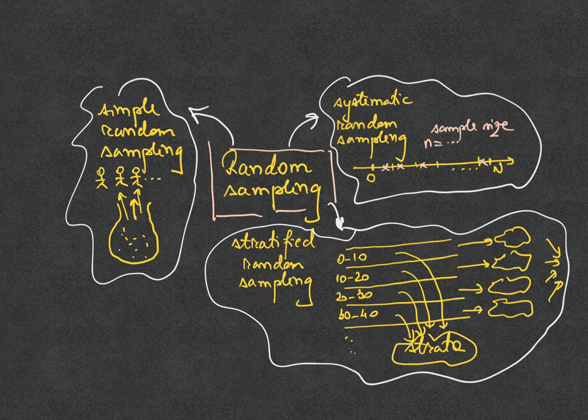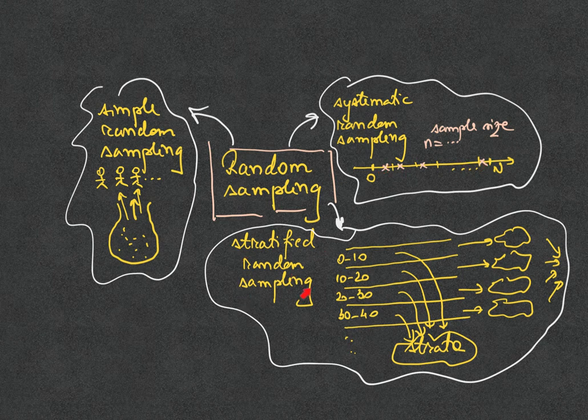Systematic random sampling. For example, if I want a sample of size n, 20 let's say, I look at the smallest and the highest of the values in my population. I divide the interval into 20, the sample size, and I pick randomly from each interval one element. That is systematic random sampling, if I want all elements in my population to be represented.